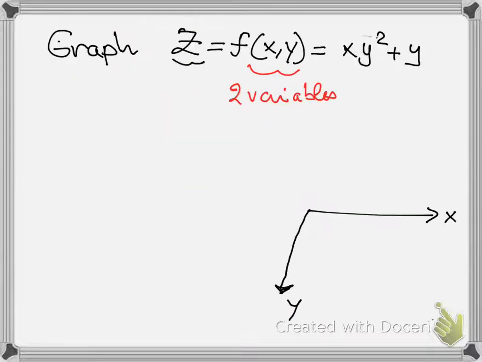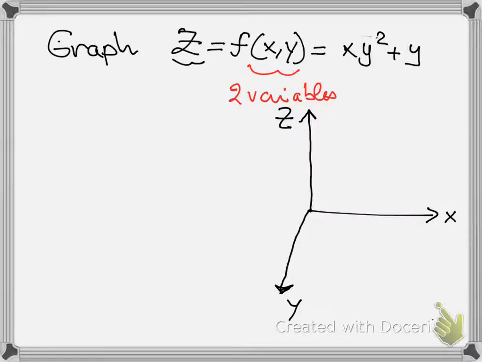Now, if you have two variables, so I have two axes, x and y, but if you want to graph f of x, y, you're going to need a third axis, which is the z-axis, and that will be the height. So here's my z-axis. That will be like the height of the function f. Okay, now let's try to graph this function f.